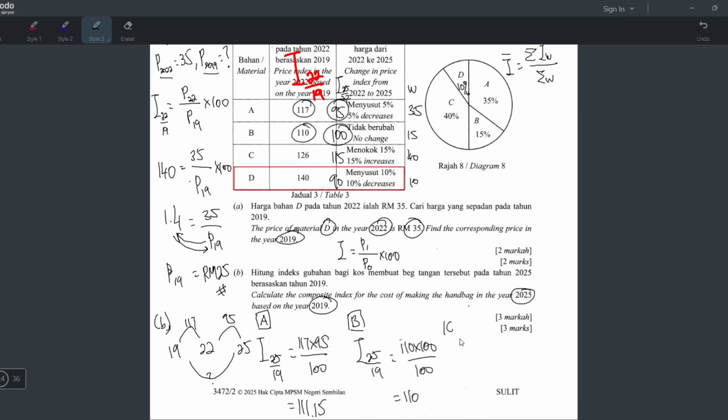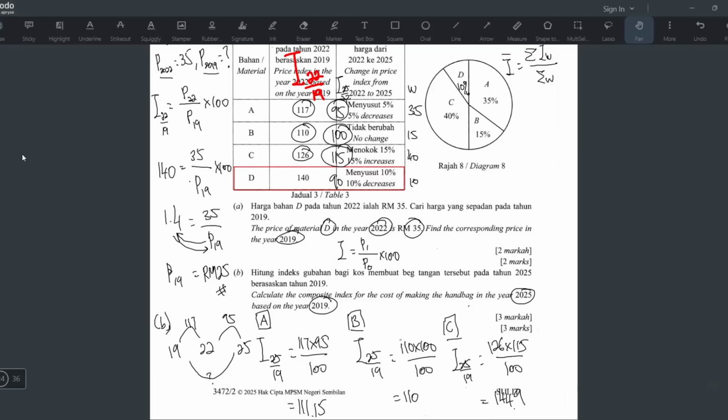And then now for C, same thing lah. For the I for 25, 19, you already know if you draw a smiley face, it will be this one darab this one divide 100. 126 times 115 divide 100. So what do you get? 144.9. Okay, I need space for one more.